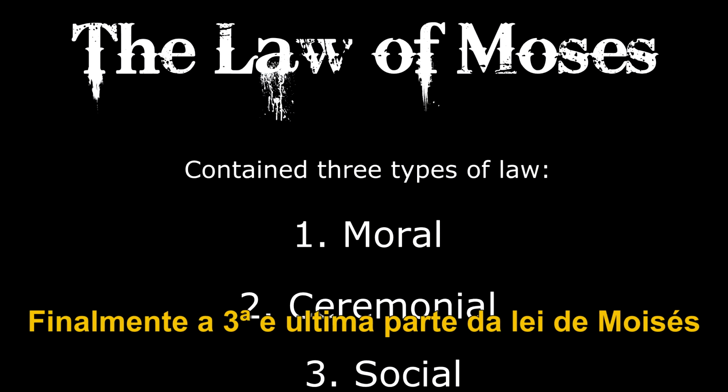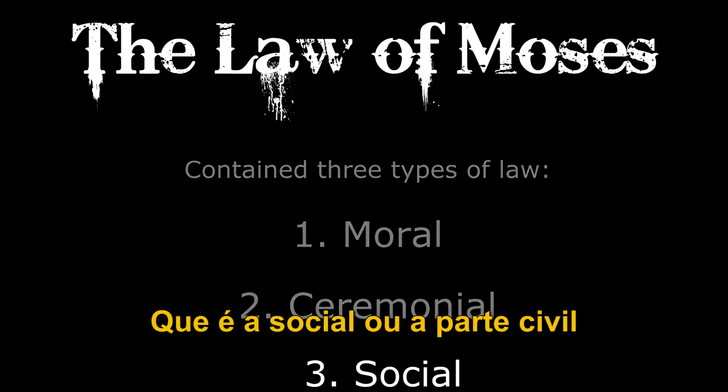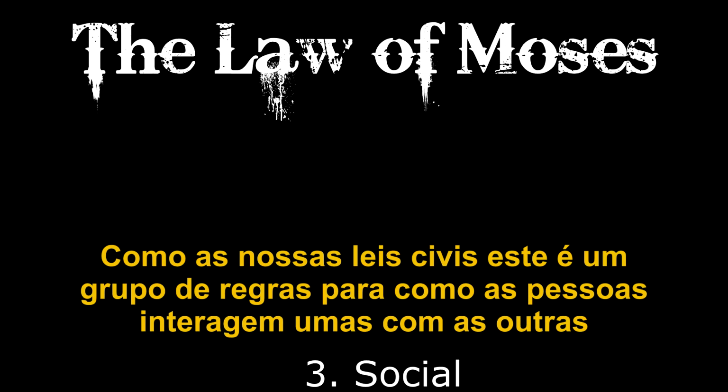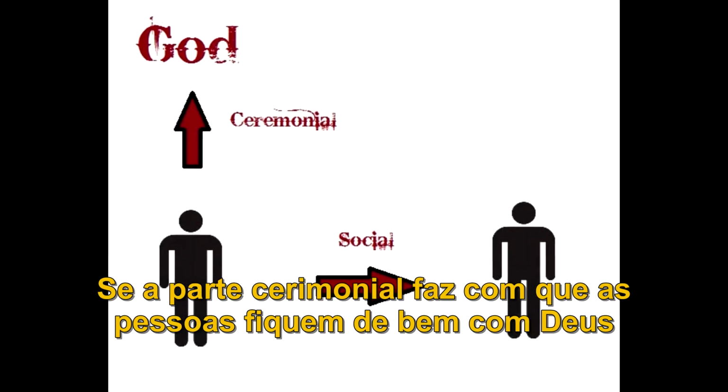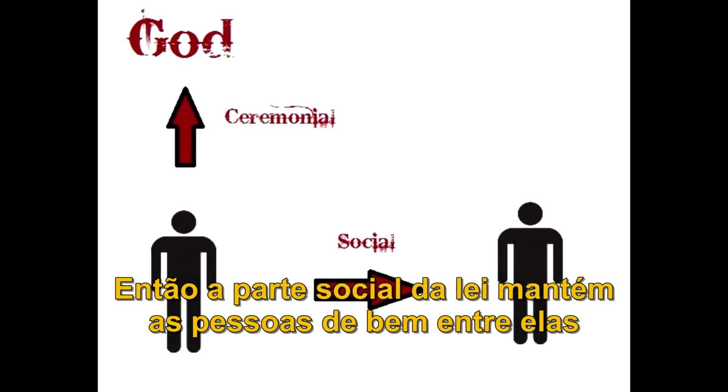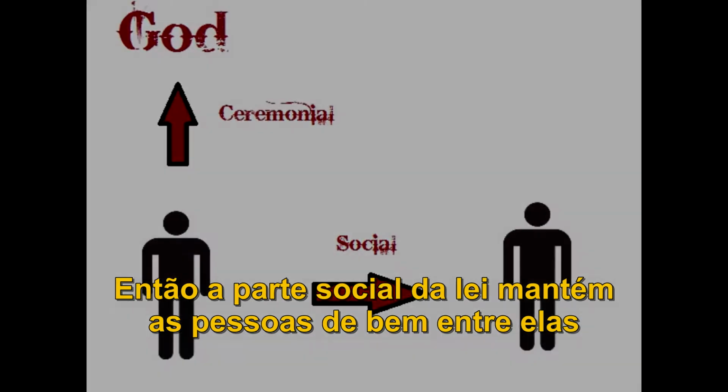Finally, the third part of the law of Moses was the social or civil part. Like our own civil laws, this set the ground rules on how people were to interact with one another, resolve disputes, and generally create a stable and harmonious society. If the ceremonial part of the law kept people right with God, then the social part of the law kept people right with each other.